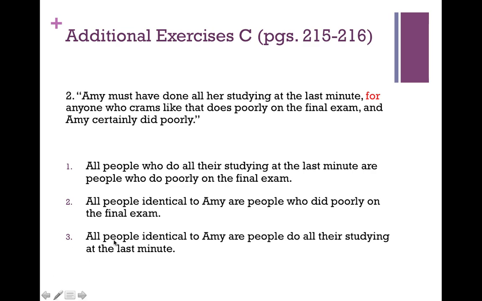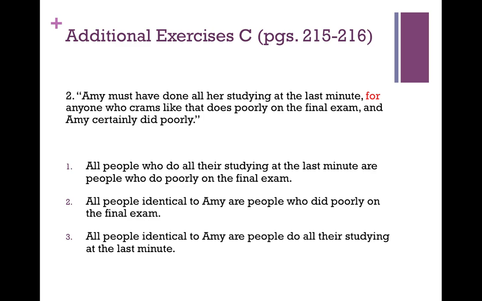Now notice we have here the minor term, people identical to Amy, and everything seems to be aligned. We have our quantifier, we have a subject, in our subject term here we have a class name, we have our copula, people who did poorly, or maybe I should say people who do poorly. That's just a tense issue, that doesn't really matter. But we name a class here in the predicate term. Now what we want to do is determine whether or not this argument is valid or invalid.